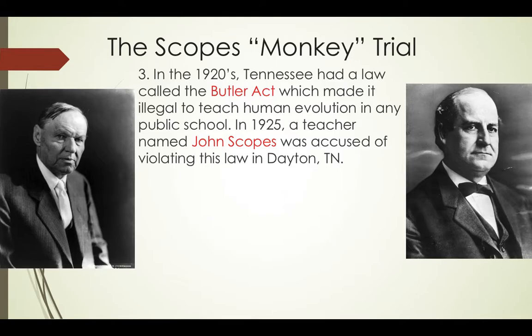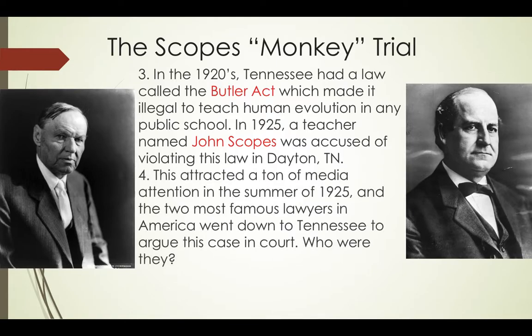Okay, so where all this came into play in the 1920s happened in Dayton, Tennessee. All right, so in the 1920s, Tennessee had a law called the Butler Act, which made it illegal to teach human evolution in any public school. Tennessee had concluded that the theory of evolution by Charles Darwin was incorrect and immoral and went against the teachings of the Bible, and therefore they said that teachers should not be allowed to teach it in public schools.